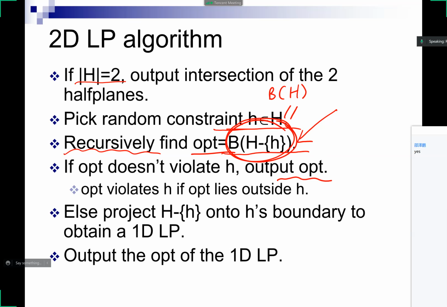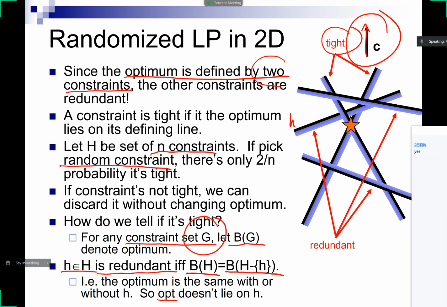Right. And otherwise, so this is the case where h is redundant. But the other case is where h is actually tight. So if h is actually tight, then the optimum after you take out little h versus before you take out little h is going to change, just like over here, right?